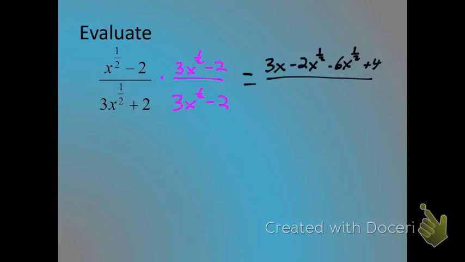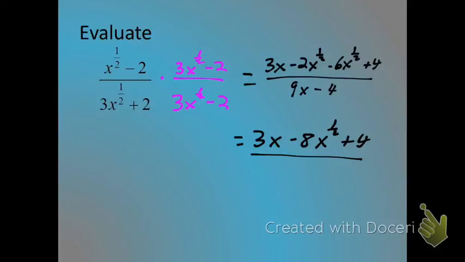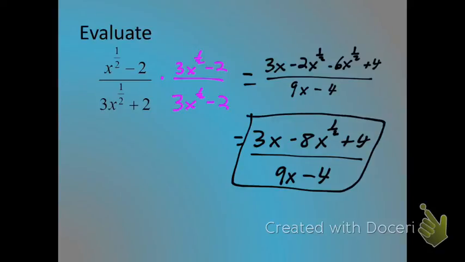and all over, FOIL the bottom out. So 3 times 3 gives you 9x. Remember they're conjugates, so the middle terms should cancel, minus 4. Simplify what you can up top. Remember, like terms are defined to be the same base and same exponents, so you can't do anything with the x and the x to the 1/2 term, but you can add up the x to the 1/2 terms. So equal 3x minus 8x to the 1/2 plus 4, all over 9x minus 4.